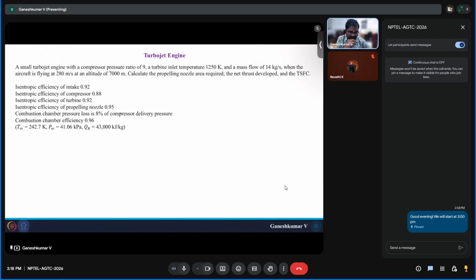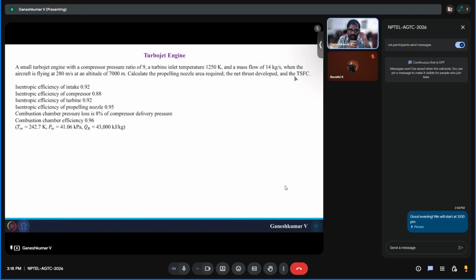The mass flow is 14 kilograms per second when the aircraft is flying at 280 meters per second. So this is going to be helpful in finding M infinity. And altitude is something like 7,000 meters. And at that altitude, you have temperature, pressure, and QR is the calorific value of the fuel. Calculate the propelling nozzle area required and the net thrust developed and the TSFC.